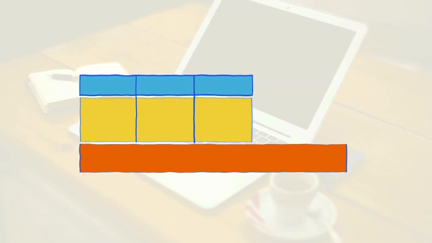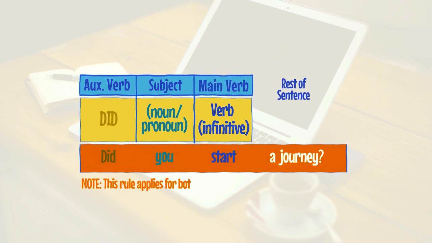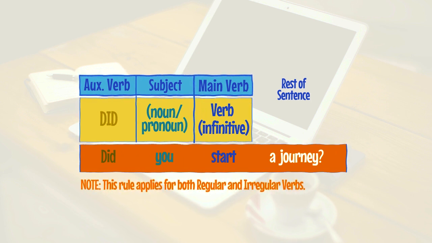Interrogative sentences are formed by placing the auxiliary verb did at the beginning of the sentence. The subject, a noun or a pronoun, is then placed just after the auxiliary verb, and after the auxiliary verb, we put the main verb in the infinitive form. This rule applies for both regular and irregular verbs.